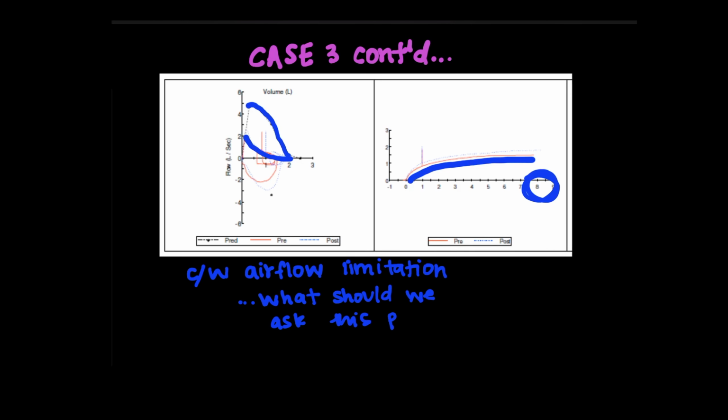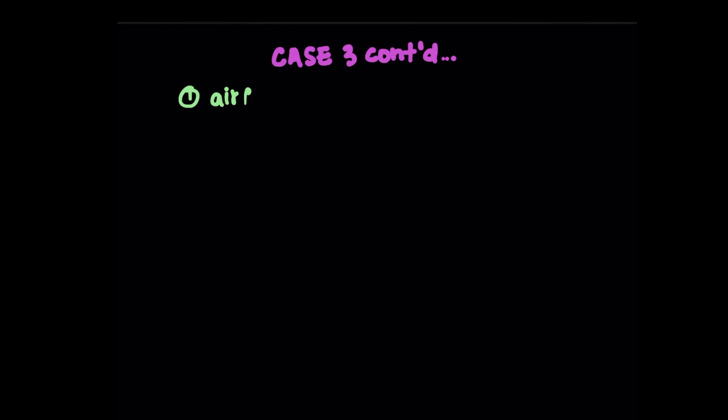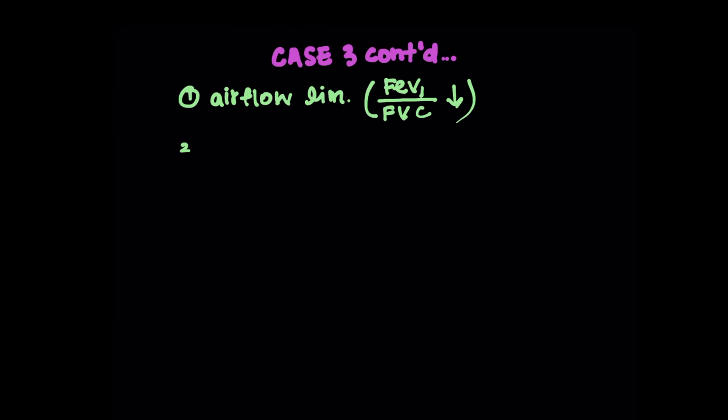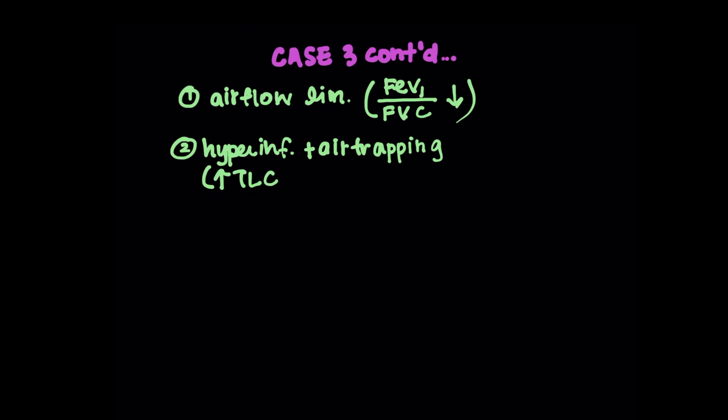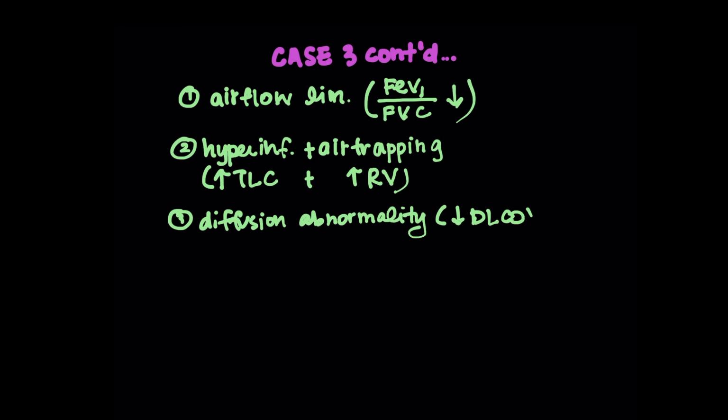So what does this patient have? Is this going to be a simple, straightforward thing, or do we need to ask some questions and get some more information? So let's review what we know so far. Number 1, there is airflow limitation. Can't say that enough here. FEV1 to FVC ratio is down. Got it. Okay. Number 2, there is hyperinflation and air trapping, and this is because we saw that increase in TLC plus the increase in the RV. Number 3, there was a decrease in the DLCO, so essentially there is a diffusion abnormality.